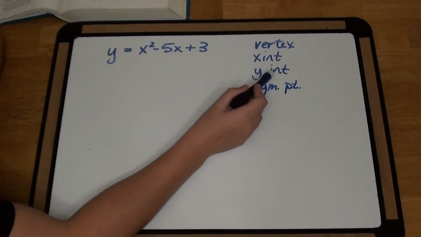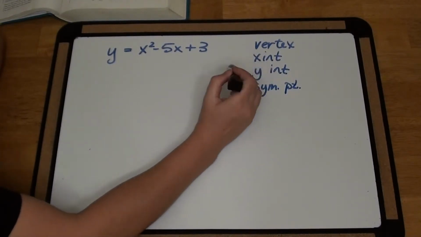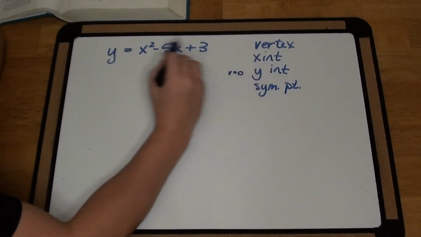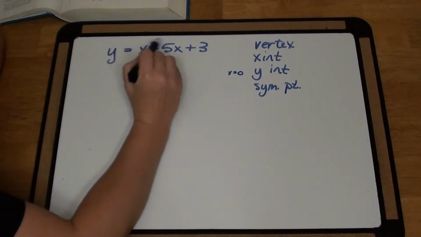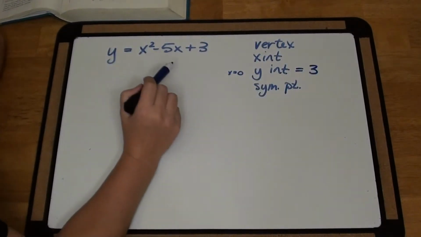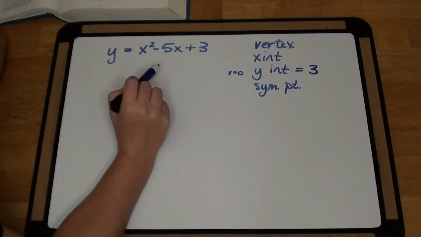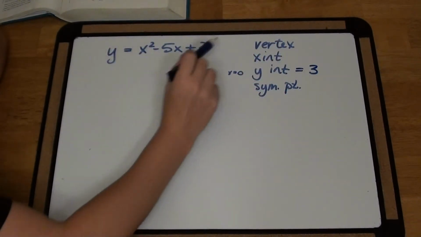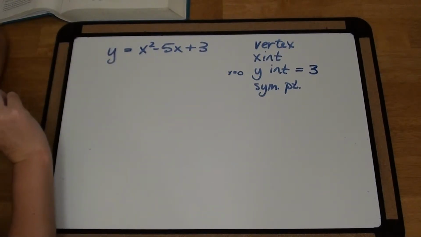Remember, when you're looking for the y-intercept, what it really means is that x equals 0. What happens when x equals 0? I get y equals 0 minus 0 plus 3. So the y-intercept is 3. Okay, so how do we find the vertex? Well, the vertex is found by putting this in vertex form. So let's go ahead and do that.